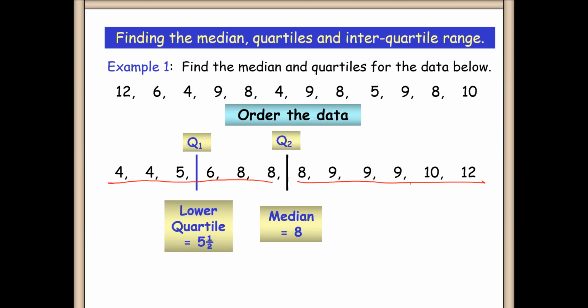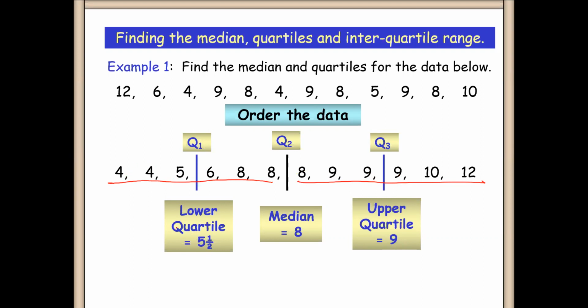And then we come to quartile 3. We're going to do the same thing for quartile 3. And it's between 9 plus 9 is 18 divided by 2 is 9. So there we have it. We call quartile 1 the lower quartile. Quartile 2 is called the median, and quartile 3 is called your upper quartile.